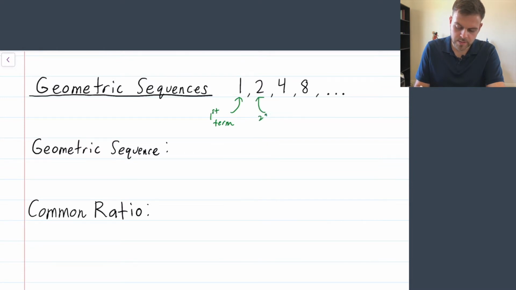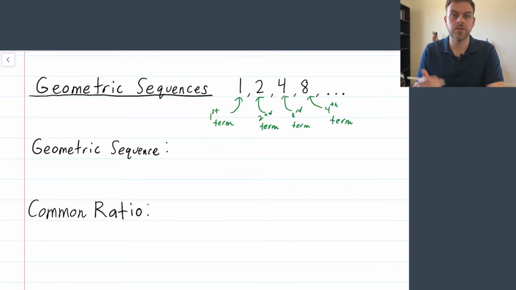This is our second term. Our 4 will be the third term. And you guessed it, 8 is going to be our fourth term. So within sequences, these numbers are considered terms.